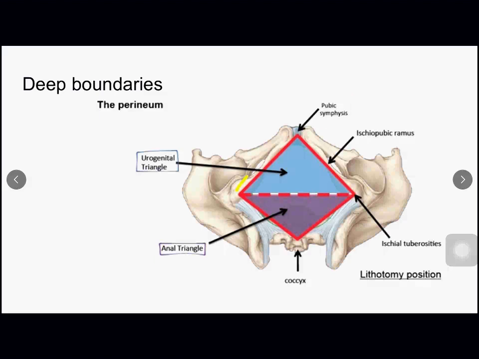And you can also tell me the anterolateral and posterolateral boundaries. Anterolaterally, it is between the ischial tuberosity and the pubic symphysis. What is this structure? It is the ischiopubic rami. This forms the anterolateral boundary. Posterolaterally you can see a ligament which extends from the sacrum to the ischial tuberosity. What is this ligament? It is the sacrotuberous ligament. Okay, so these are the deep boundaries of the perineum.